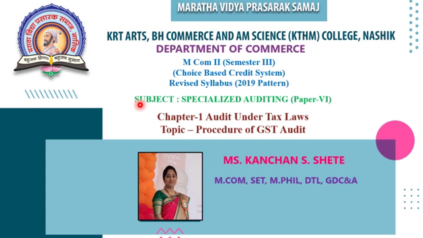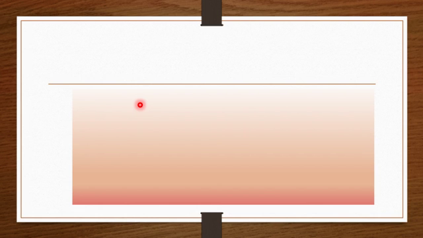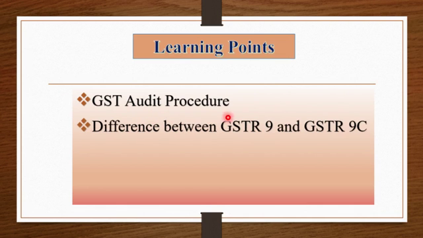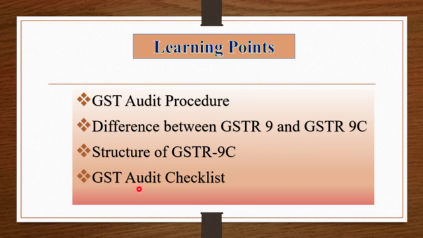After that, we also discussed the types of GST audit, such as turnover based audit, general audit and special audit. And today we are going to understand the procedure of GST audit. Further, we will discuss the difference between GSTR 9 and GSTR 9C. After that, we will see the structure of GSTR 9C, and last we will see the GST audit checklist.